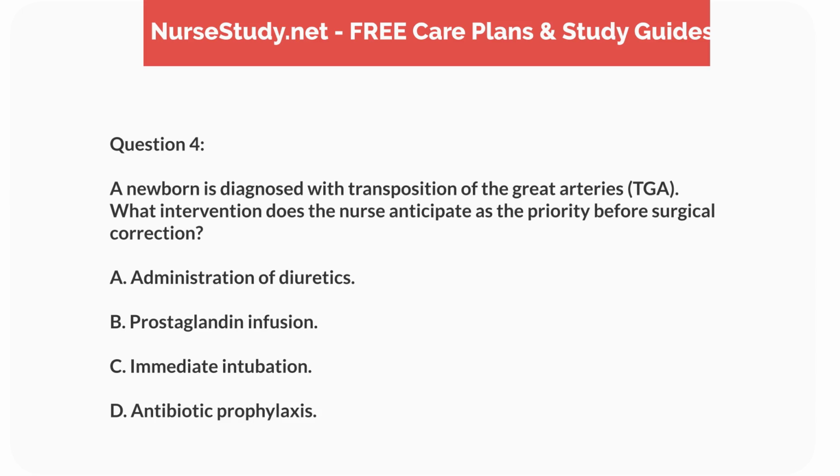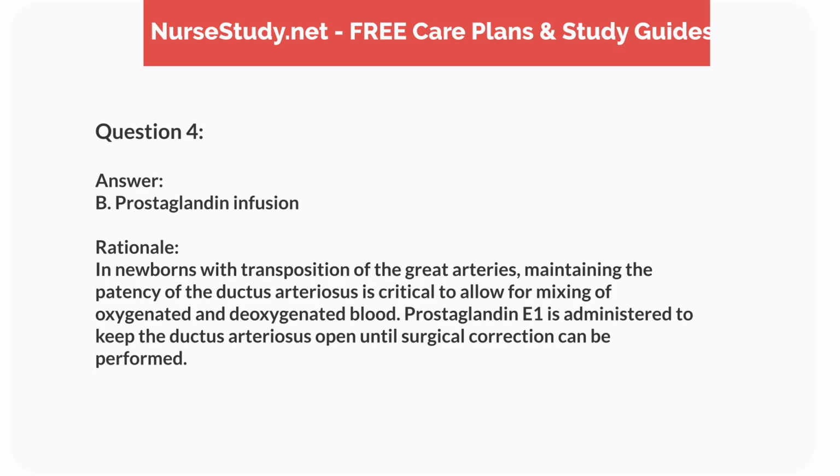Question 4. A newborn is diagnosed with transposition of the great arteries, TGA. What intervention does the nurse anticipate as the priority before surgical correction? A. Administration of diuretics. B. Prostaglandin infusion. C. Immediate intubation. D. Antibiotic prophylaxis. Answer: B.